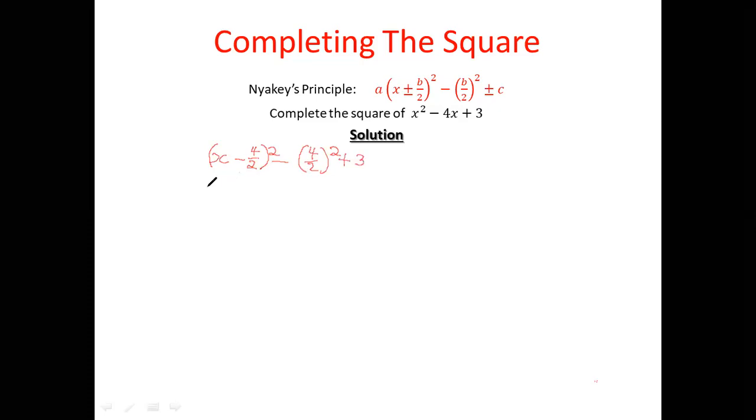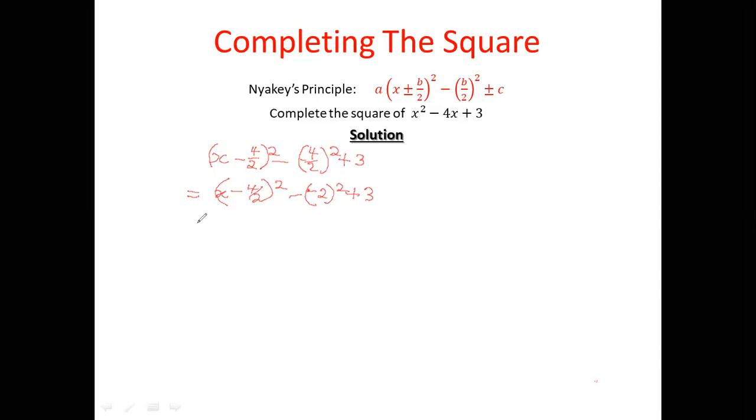Now, from there, you can have x minus 4 over 2 squared. Minus 4 over 2 is 2, right? So remember, this is also supposed to be minus 4 over 2. So now I have a bracket. I have minus 2 all squared plus 3.